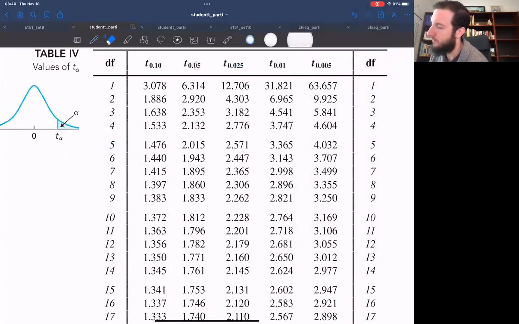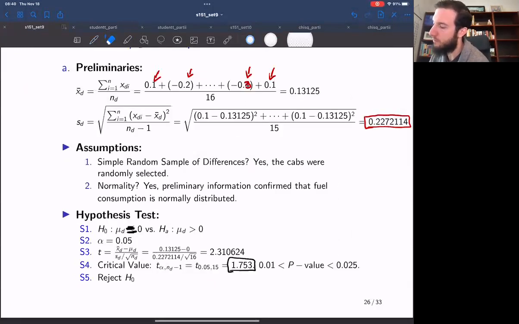So here's 0.05, 15, 1.753. So that's just found in the usual way. And then if we wanted to take the p-value approach, this is also done in the usual way.